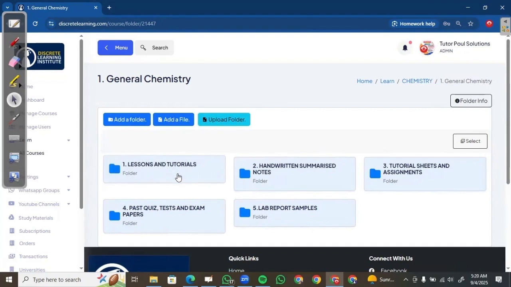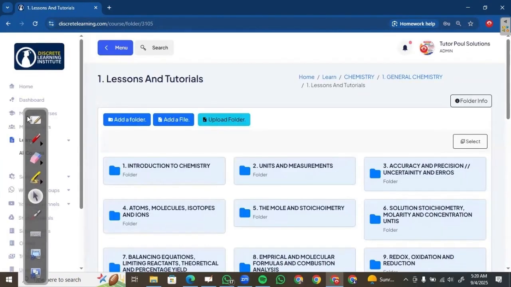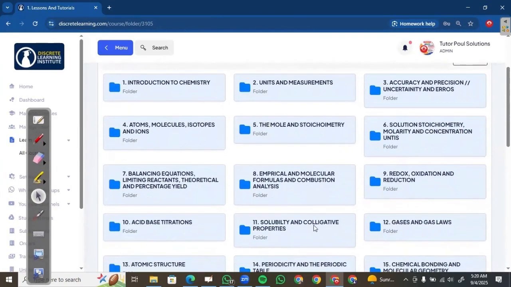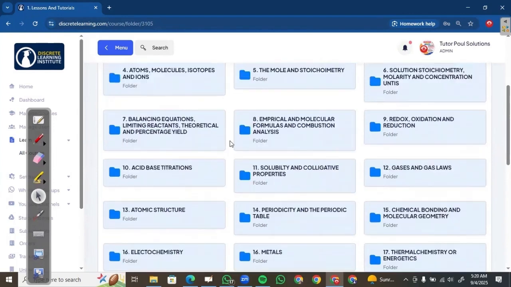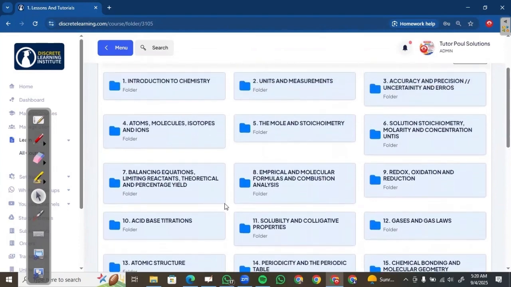Here we have the lessons and tutorials on each and every topic that you learn in the chemistry course. If you open these lessons and tutorials, you'll see all the topics listed that you learn in chemistry. So introduction to chemistry, whatever you're going to learn, we've explained fully all the topics. There are notes and videos you can watch at your own time, all the way to nuclear chemistry, if you're taking nuclear chemistry.